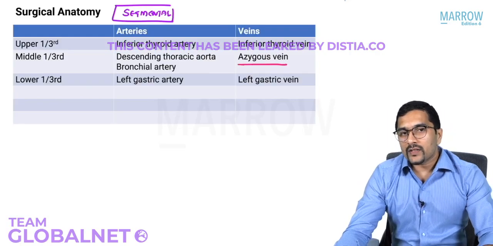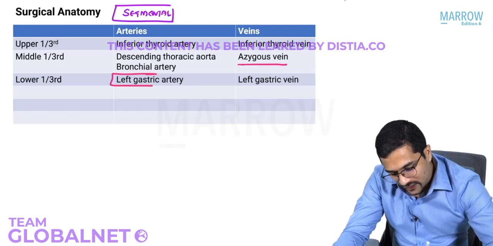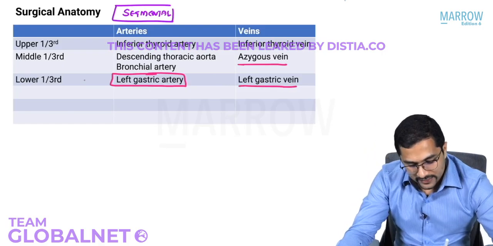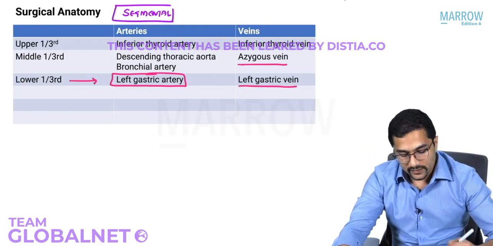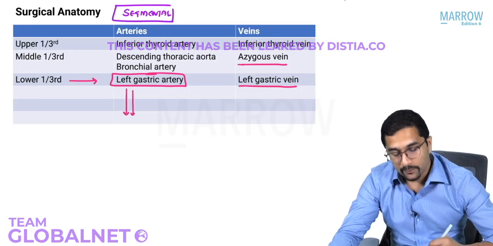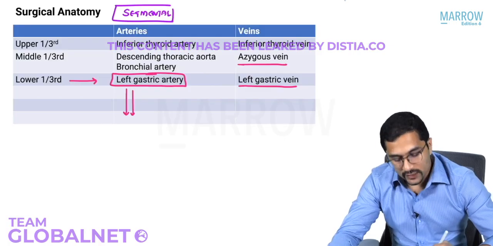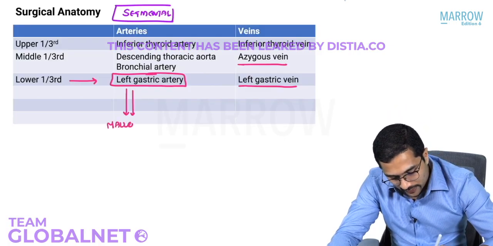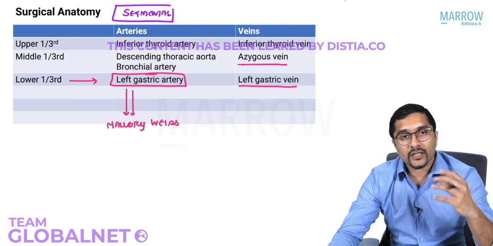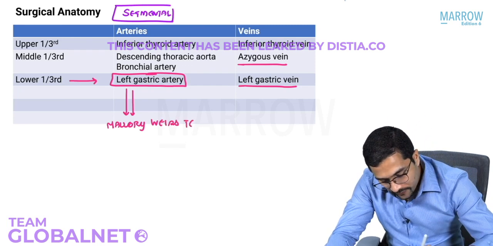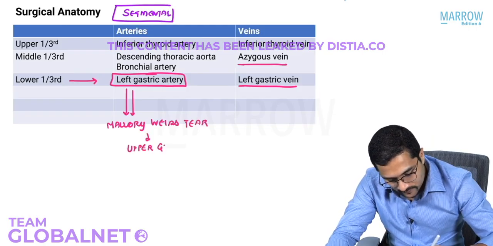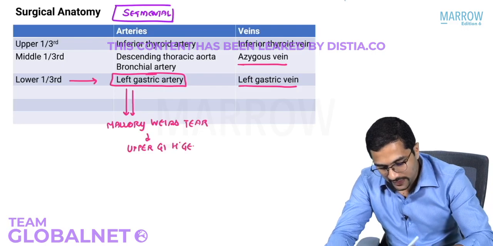And the lower part of the esophagus, left gastric artery is the one which supplies it, and it drains into the left gastric vein. And these two have a lot of clinical significance. So left gastric artery being the supply of the lower 1/3 of the esophagus is important, because in the lower 1/3 of the esophagus, there can be a condition known as a Mallory-Weiss tear. This we'll talk about in the upper GI hemorrhage module. And this Mallory-Weiss tear can give rise to upper GI hemorrhage.